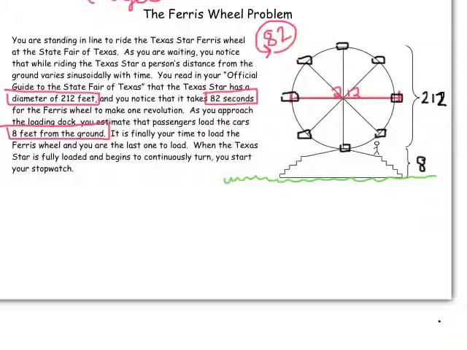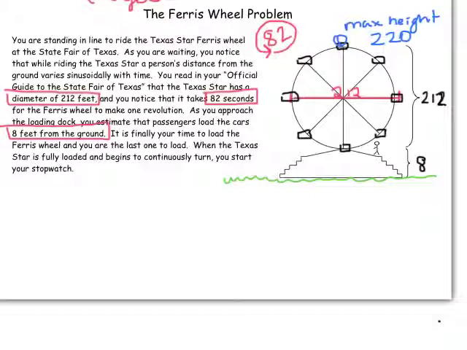And so what that means is that if you are here, then you are not only that 212 feet, but also 8 feet. I'm going to call this a max height of 220 feet. So if you fell, you would fall 220 feet and hit the ground.